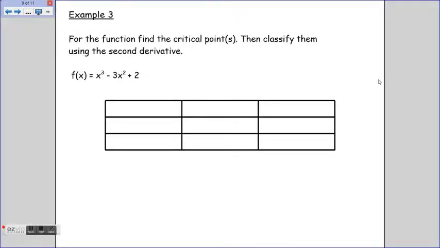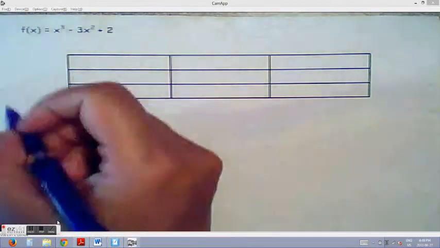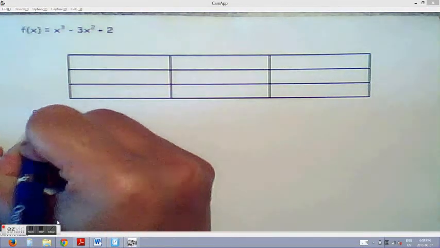For the critical points using the second derivative, our function that we're given is f at x is equal to x cubed minus 3x squared plus 2. For the function, find the critical points, then classify them using the second derivative. Our first step is to actually find the critical points or the critical numbers.